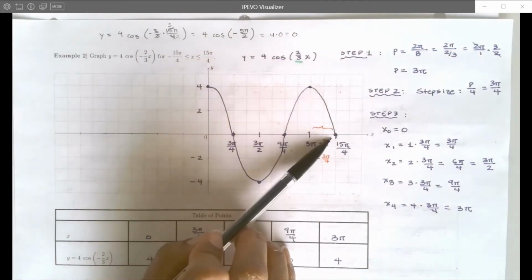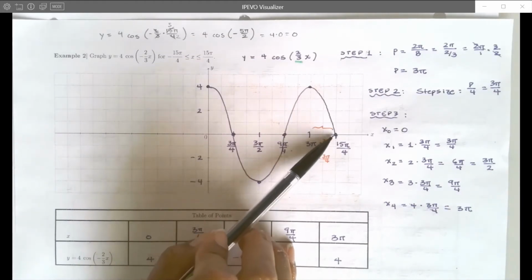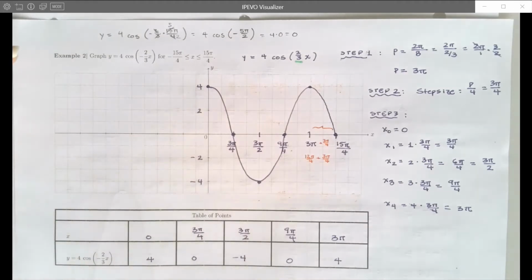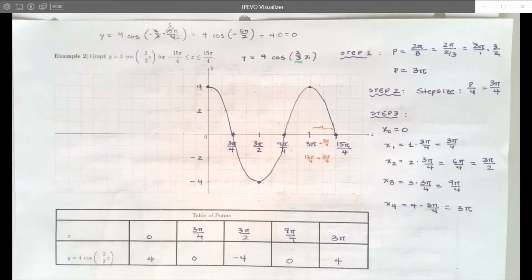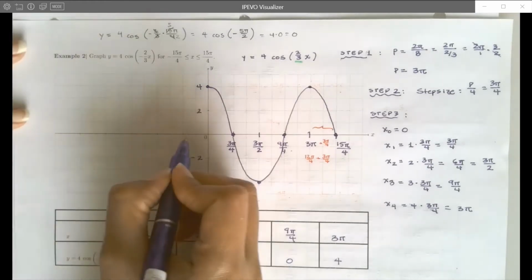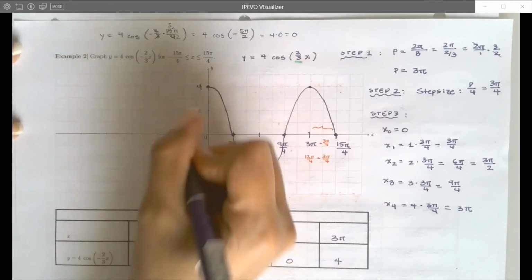Okay, so that confirms our suspicions that at 15 pi over 4, we're going to go down to 0. Okay, what do we do beyond that? Because we still need to extend to -15 pi over 4. Well, first things first, let's just go ahead and label the tick marks.